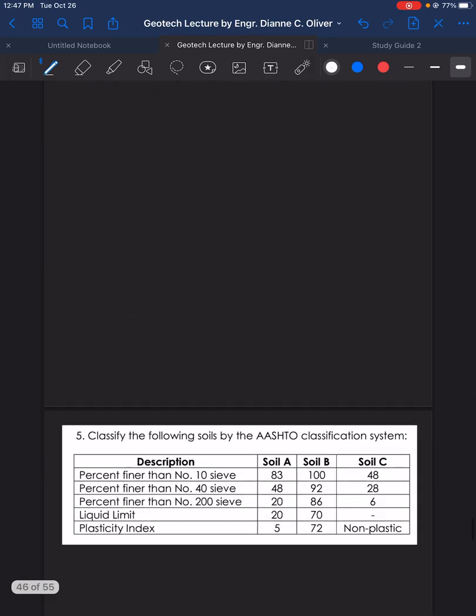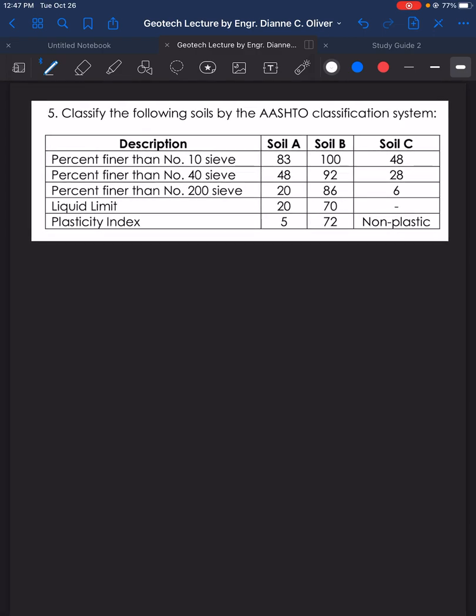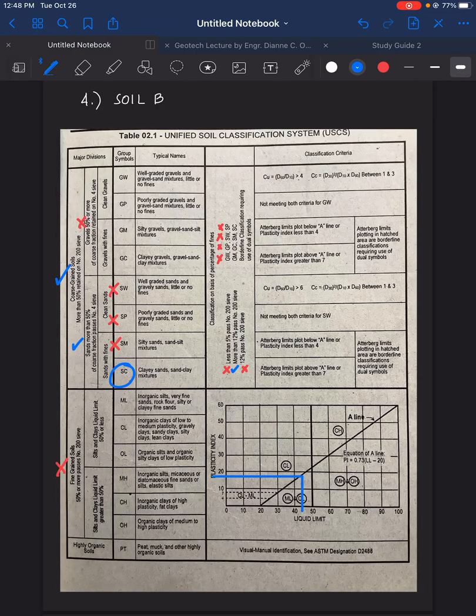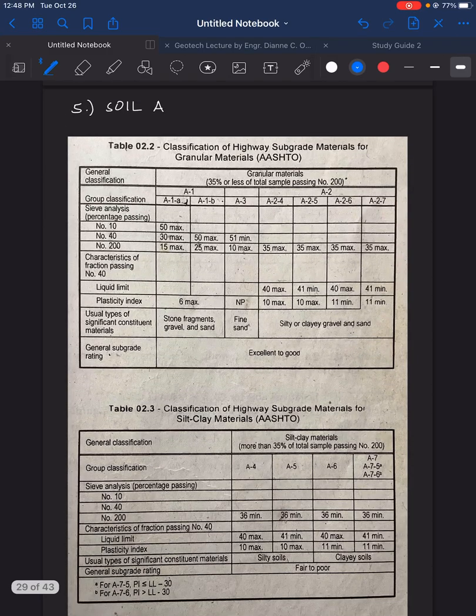Let's go to the next example, number 5. Classify the following soils by the AASHTO classification system. So we have 3 soils: soil A, B, and C. So let's use the table for AASHTO. Okay, for soil A, let's have the process of elimination once again. Now, how do we use this table again?